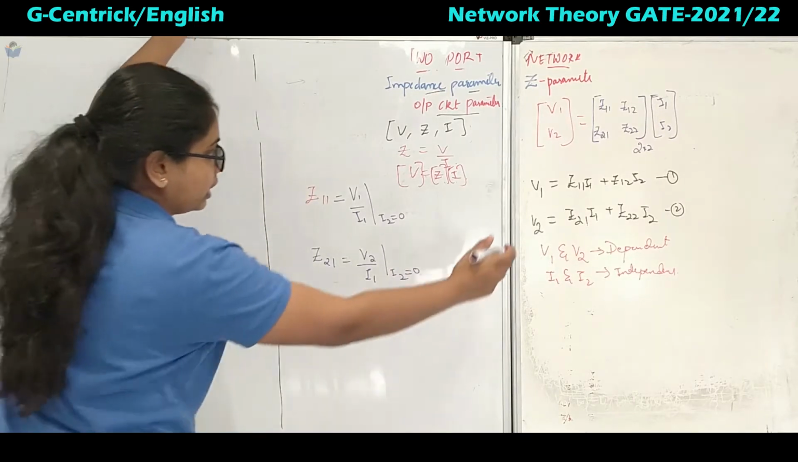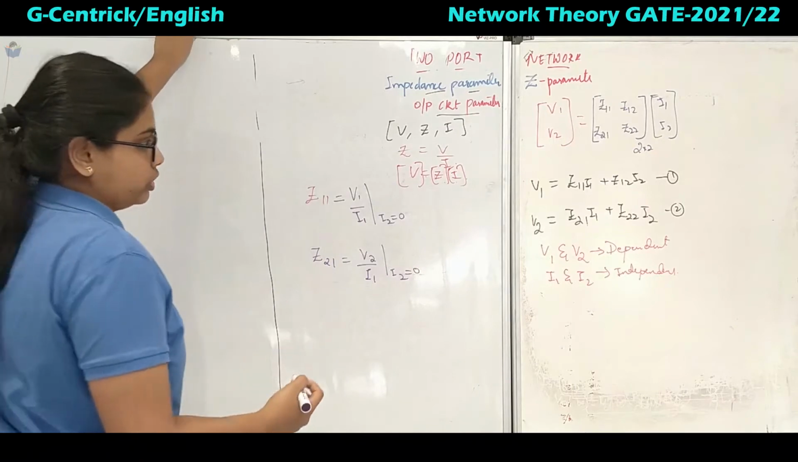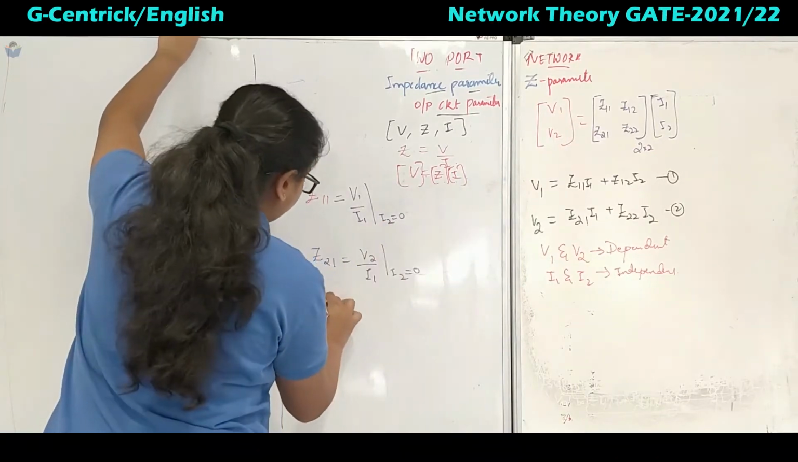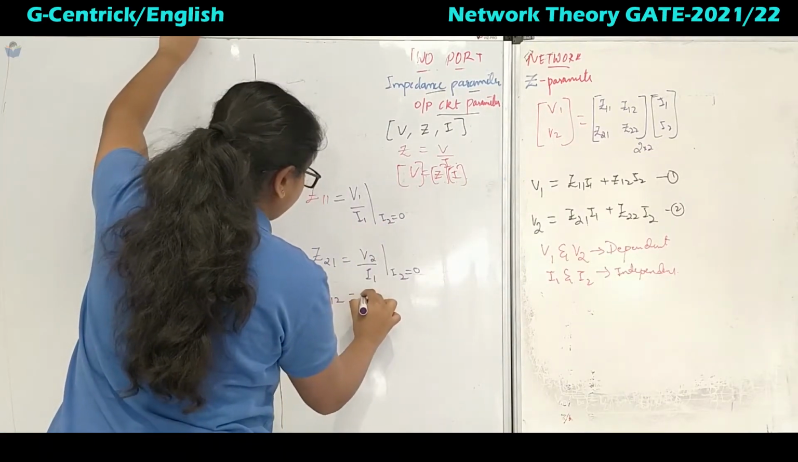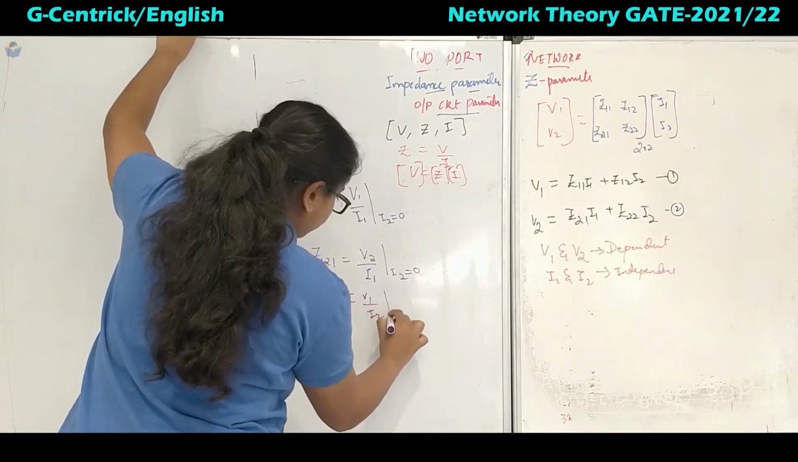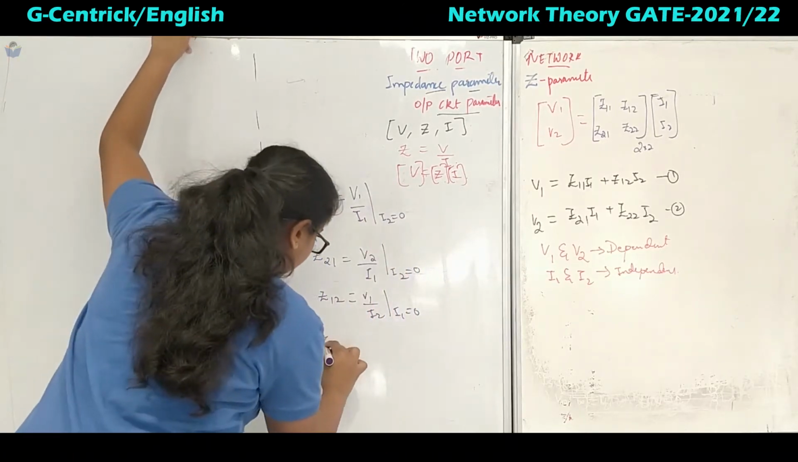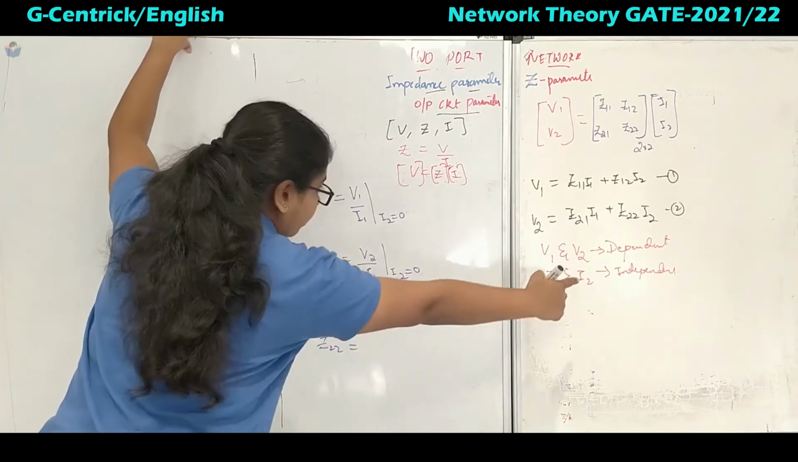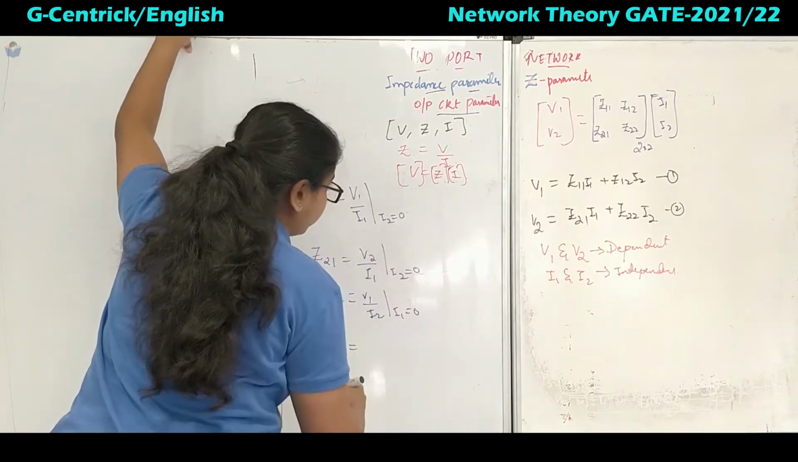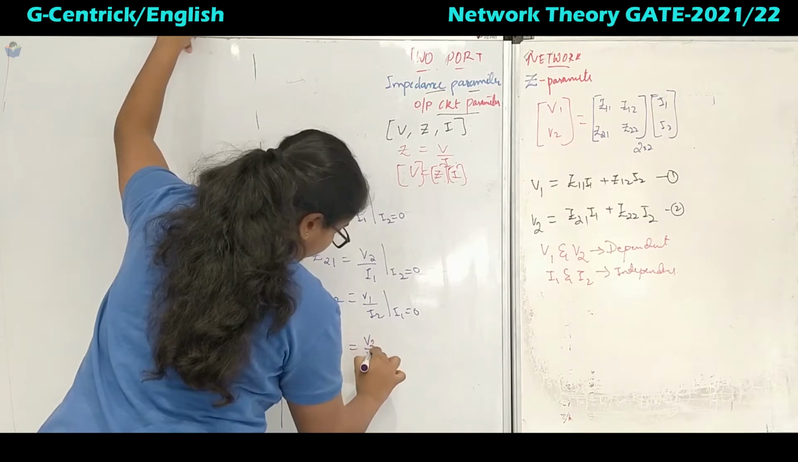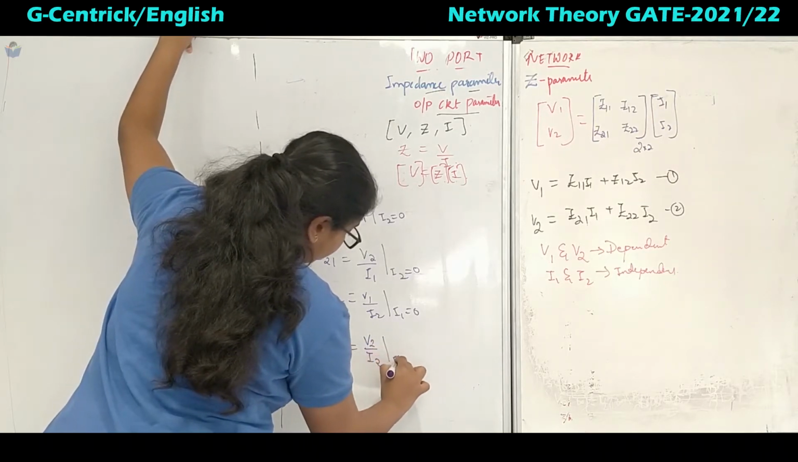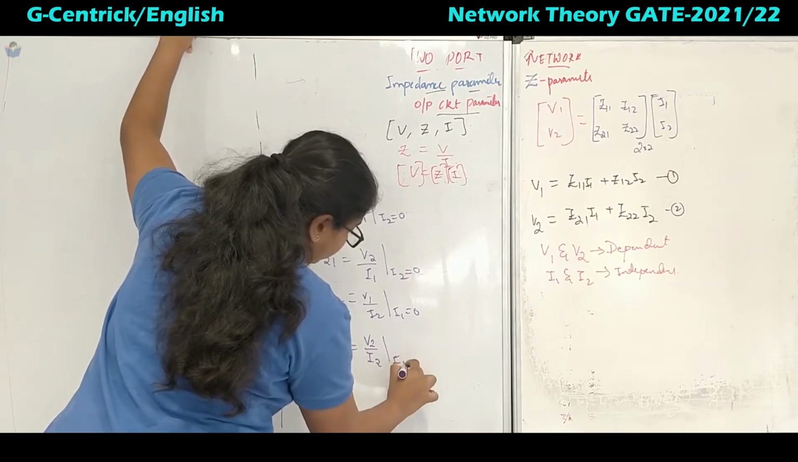Now we will analyze when I1 equals 0. When I1 equals 0, we get Z12, which is V1 upon I2. Similarly for Z22, when I1 is equal to 0, we get V2 over I2.